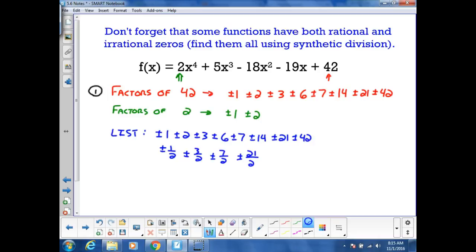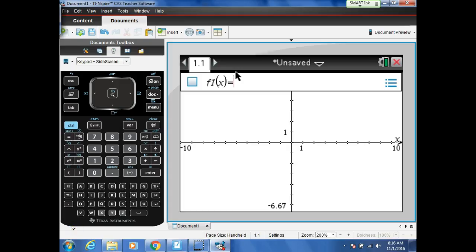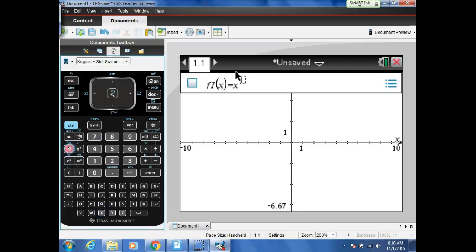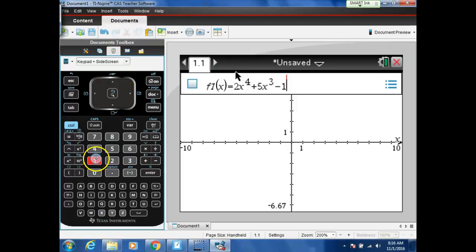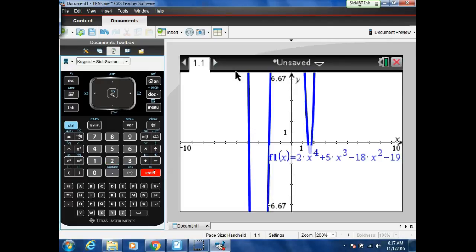So to narrow it down, we can type it into the calculator: 2x to the 4th plus 5x cubed minus 18x squared minus 19x plus 42. Now, the question came up yesterday, what if we don't have a graphing calculator? Then you just have to try your synthetic division until you find one. It's a little more work, but it's not very difficult work. So, looks like here we should try -2.